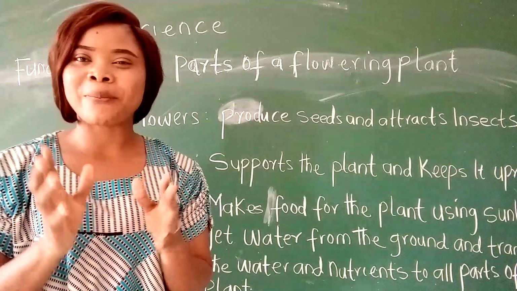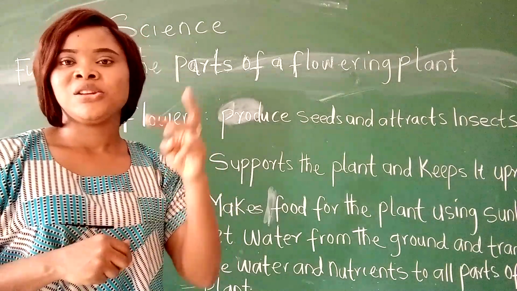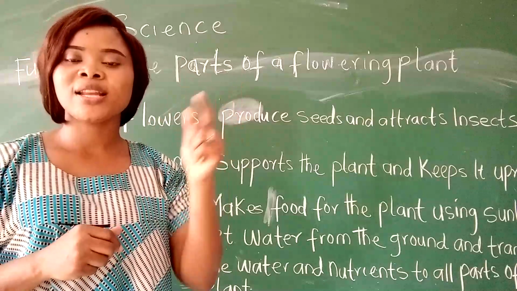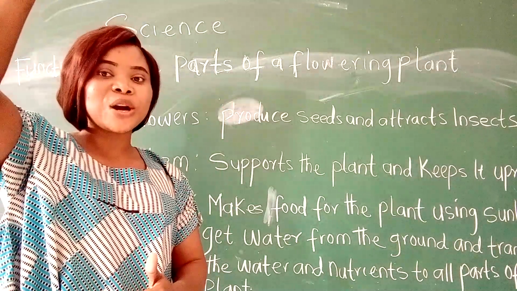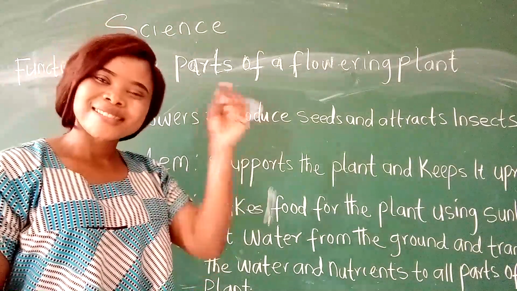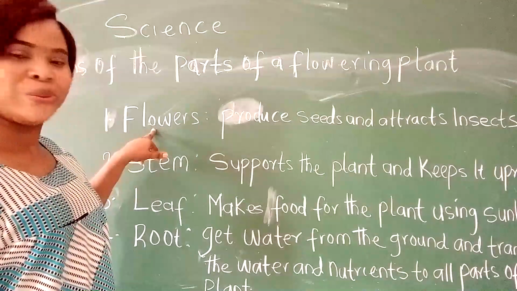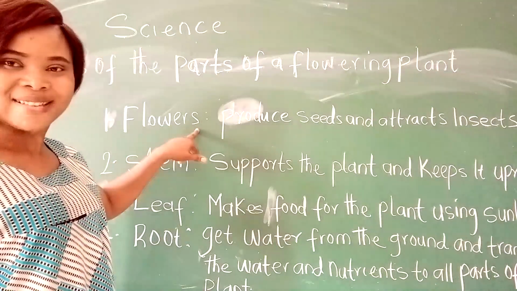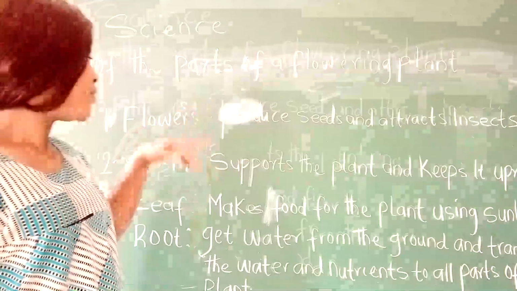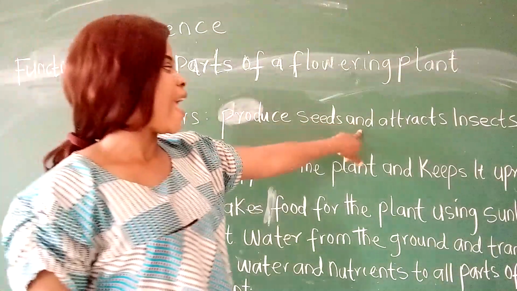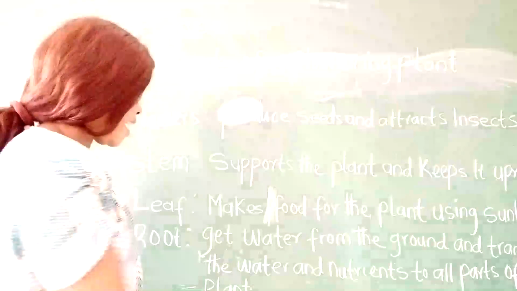We've already mentioned the 4 parts of a flowering plant: 1 is the flower, 2nd is the stem, 3rd is the leaf, 4th is the root. We started from the top down. So let's take a look at the flower. Here are the flowers. So what does the flower do? The flower produces seeds and attracts insects. That is a simple explanation.